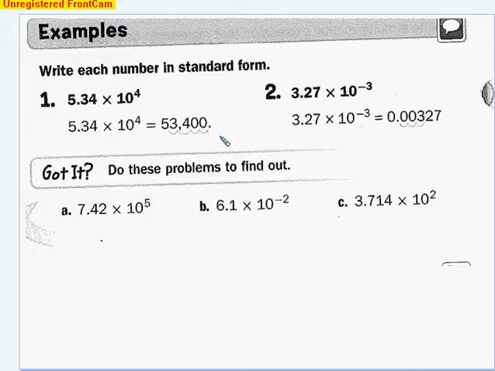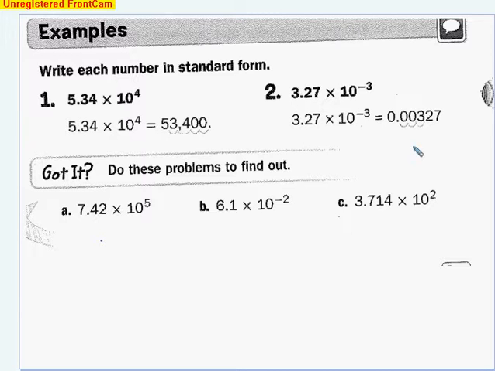When we're moving negative numbers, it's going to be the same thing, but we're going to move our decimal point to the left. So it's between the 3 and the 2, and we need to move it negative 3. So that's 1, 2, 3, and that's where our new decimal point goes. Let's try these examples.